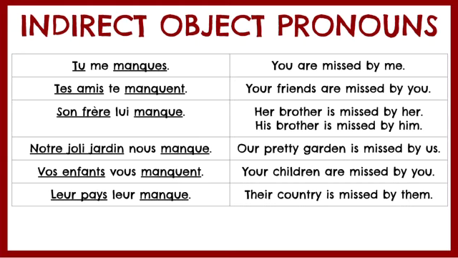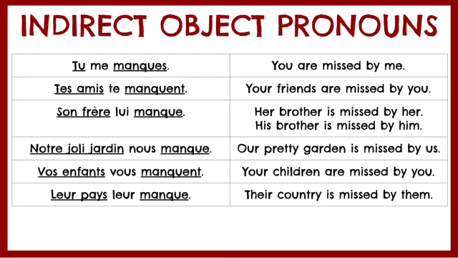Tu me manques. Tu me manques. Don't, in your brain, say I miss you, because then you're going to want to start your sentence with je, and it's just not going to feel right to begin it with tu. So remember, you are missed by me. Tu me manques. And the placement of these object pronouns, we're just working in the present tense today, they go right before the verb.